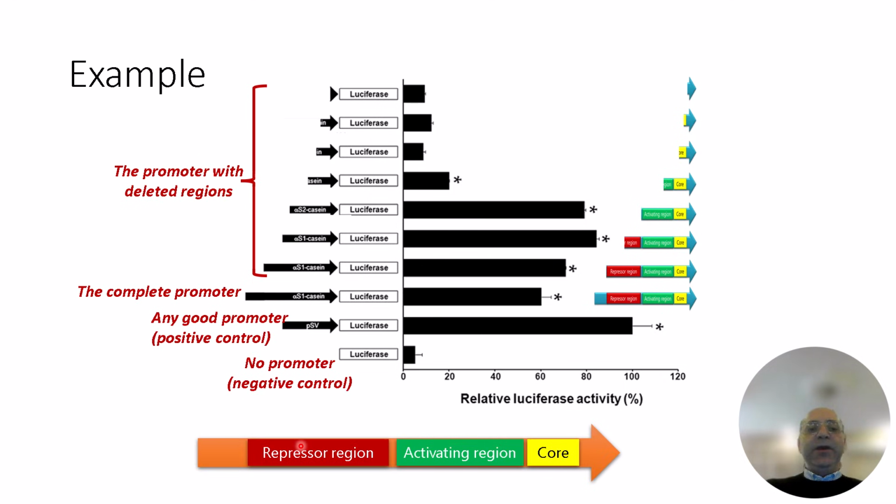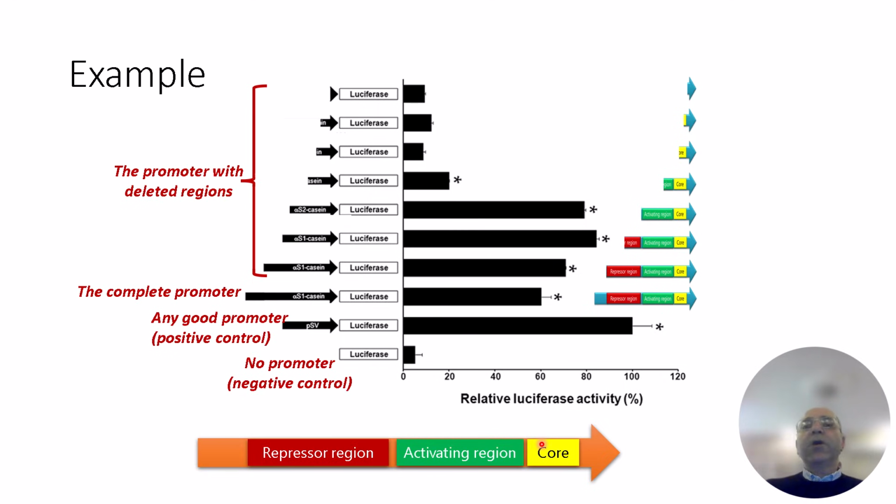Now I want to say, here we have a repressor region, here we have an activating region, and here we have the core promoter sequence. Now I don't know what the positions of these sequences are, and that's what I want to study. So I take the DNA piece that contains what I think is the promoter region containing all of these regulatory sequences. So I take it, I clone it into a plasmid. I clone it into the plasmid that contains the luciferase gene.